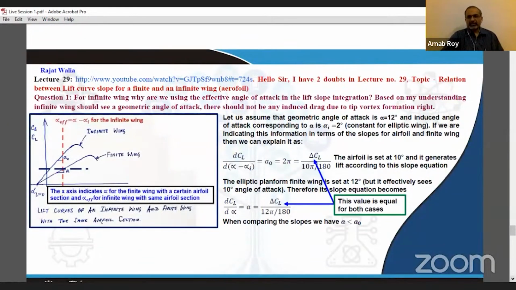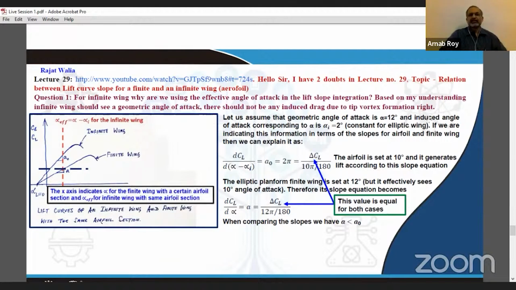The next question that we have over here, we have a question from Rajat Walia. He has two doubts, and that is related to lecture 29. This is a lecture related to the finite wing theory. So the question is that for infinite wing, why are we using the effective angle of attack in the lift slope integration? Based on my understanding, infinite wing should see a geometric angle of attack. There should not be any induced drag due to tip vortex formation.